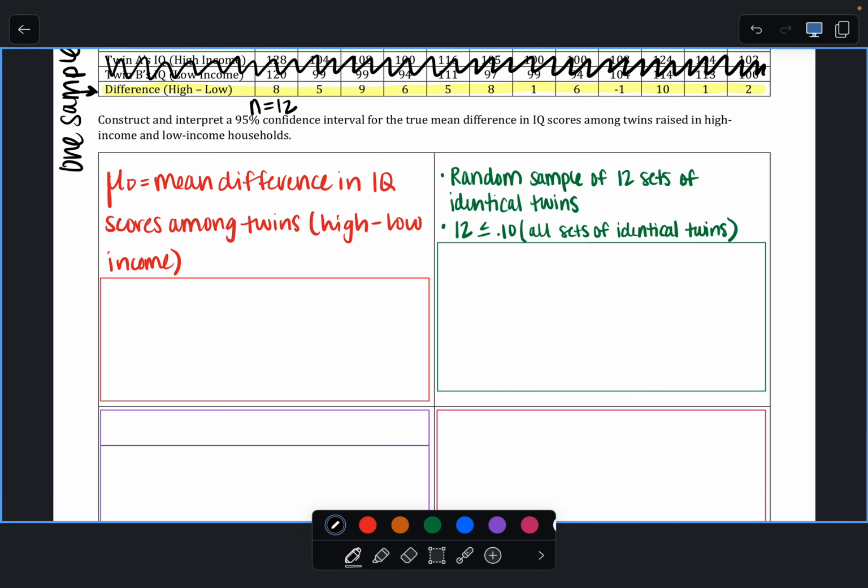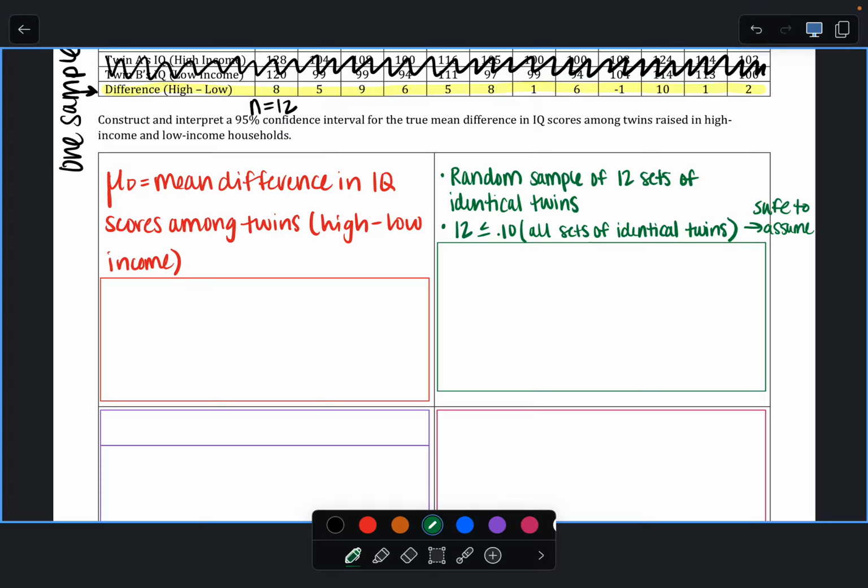So first, conditions: random sample of 12 sets of identical twins. It is also safe to assume we have at least 120 sets of identical twins in the world. Now here is where we go even further back than October. We go all the way back to September, back to Unit 1, back to representing one categorical variable, and we did that using a histogram. So the last condition that we have to check is the normal.